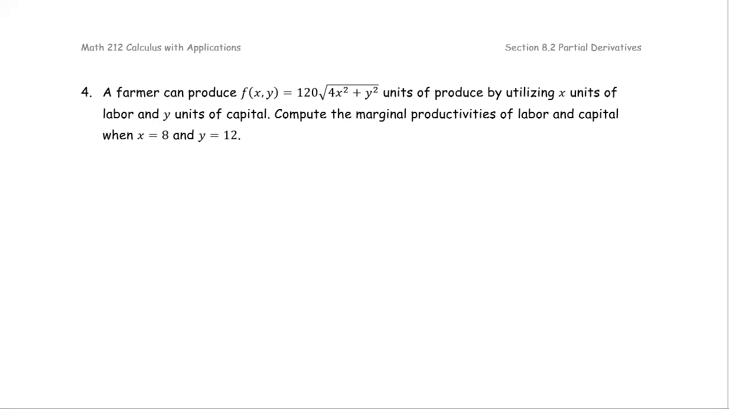For number 4, the function f of x, y is the number that the farmer can produce: 120 square root 4x squared plus y squared. The x represents the units of labor and y the units of capital. We're going to compute the key term, marginal productivity. That means the marginal of the product function of labor and capital when x is 8 and y is 12.